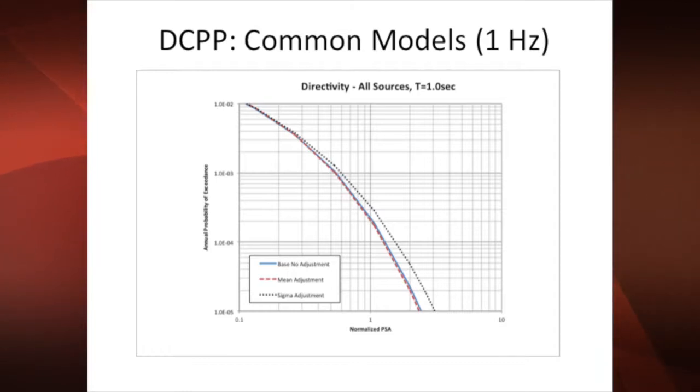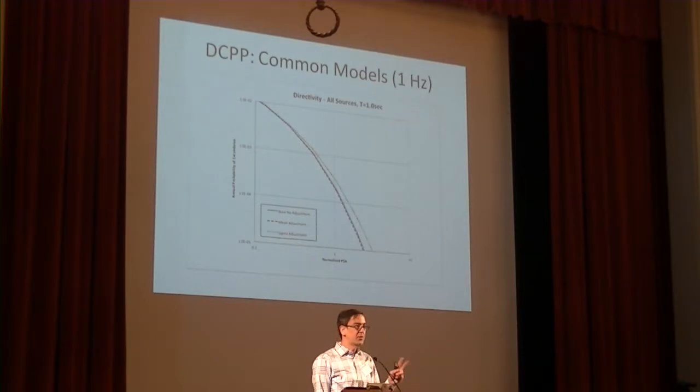I've got a base case, which is the solid blue line. And then I've got 2 versions. One where she proposed a median adjustment to the ground motion, which is the red dashed line, and the other is the black dotted line, which is the adjustment to the sigma. You can see the median adjustment doesn't really have that much of an impact at 1 hertz, but the sigma has a big impact on the order of about 15 to 20% on the ground motion value.